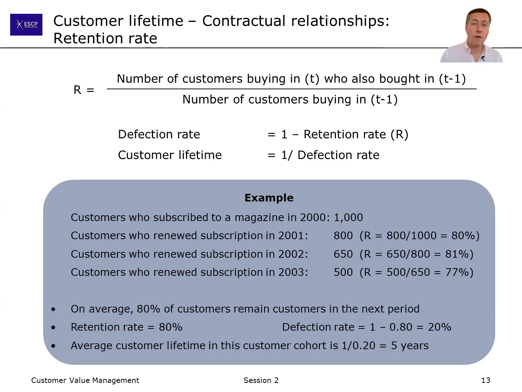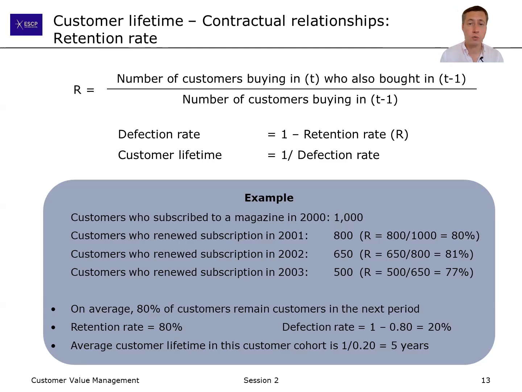So you see that on average, every year, 80% of the customers renew their contract compared to the customers we had at the beginning of the year. And you call this the retention rate. The retention rate is the number of customers who bought this year and last year, in t and t minus 1, divided by the customers we had last year.